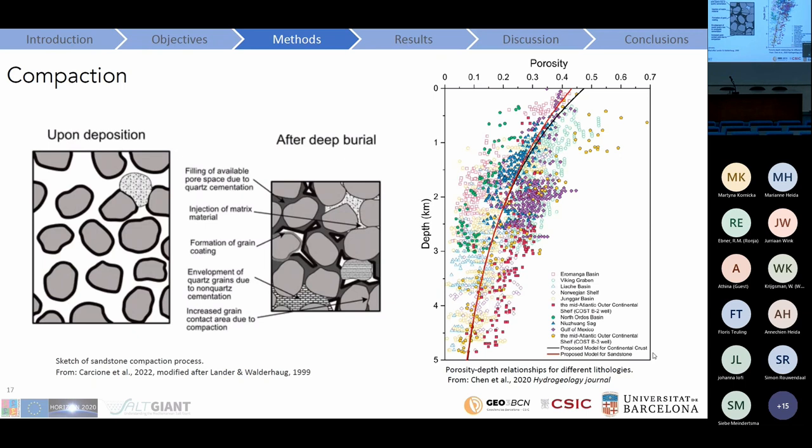Finally, one other source of subsidence that we try to restore is the compaction of the sediments that are found underneath the Messinian sequence. So when a sediment is formed at the surface, it has a relatively high porosity. And then when it gets buried at depth, the pore space reduces and you lose the volume of the sediments. And this subsidence is then dependent on the lithology, because the initial porosity and the rate at which it decreases is strongly dependent on the composition of the sediments.